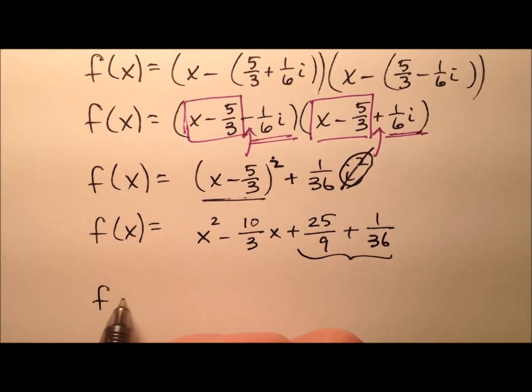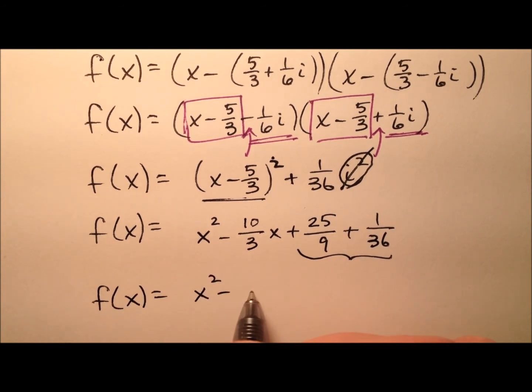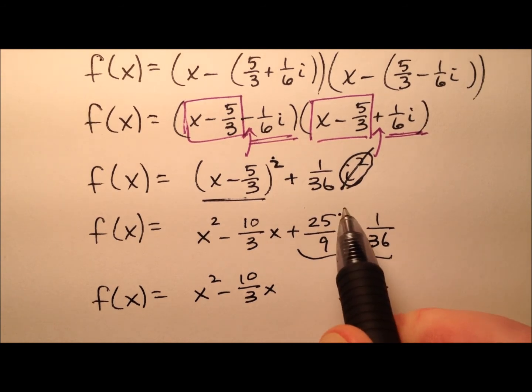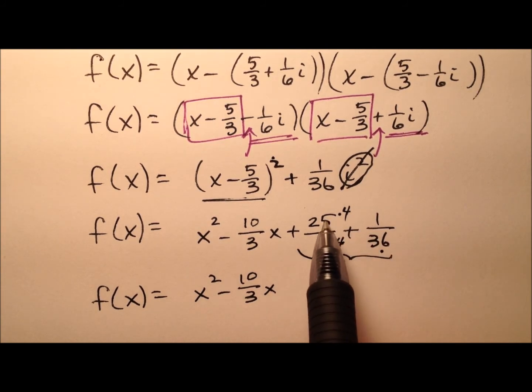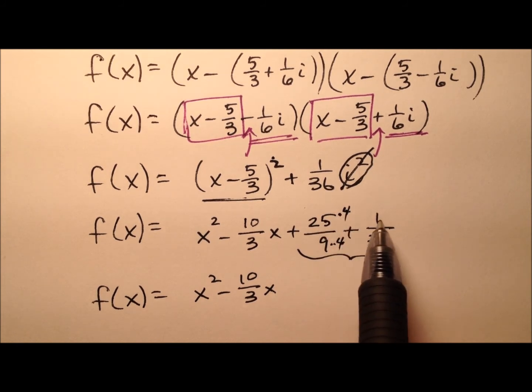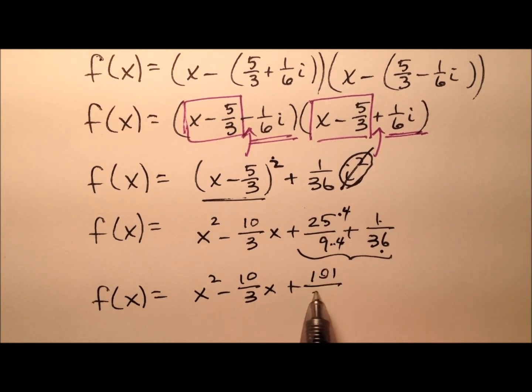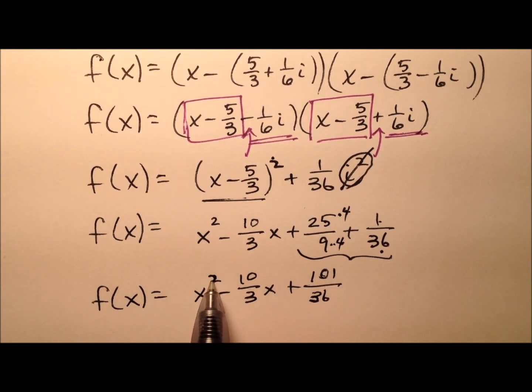So our constants can go together, and we'll have x squared minus 10/3 x. Getting common denominators, we'll multiply the top by 4 and the bottom by 4. So the 9 times 4 makes the common denominator of 36, and the 25 times 4 gives us 100 plus 1, so 101 over 36. I am going to make one little tweak right here. I don't like having these fractions here and here, so I'm going to go ahead and take my whole function and multiply it by 36, which is the common denominator between 3 and 36.